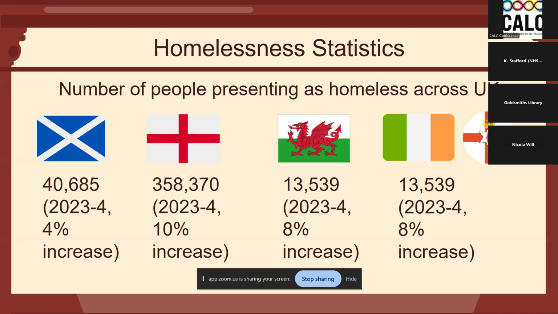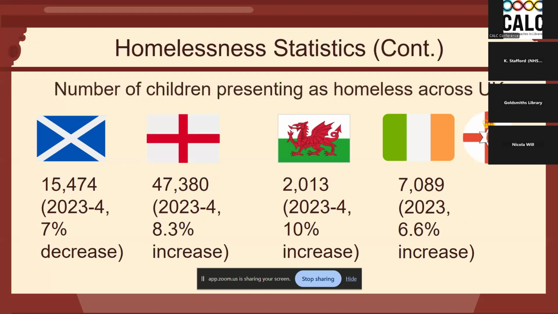But the most common reasons are evictions, so being asked to leave their home, and non-violent relationship breakdown. Evictions are about 38%, non-violent relationship breakdown is about 13%, and violent relationship breakdown, which is a kind of mealy-mouthed term for domestic violence, is between 7 and 9%, depending on the country. So we're looking at hundreds of thousands of people across the UK.